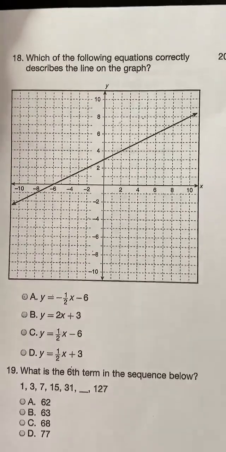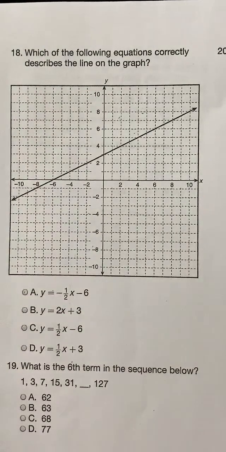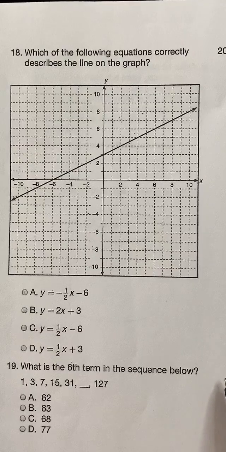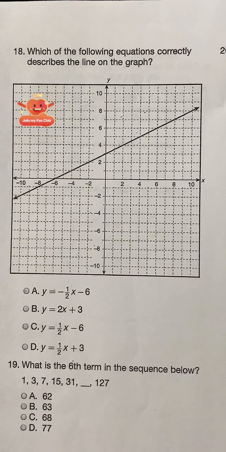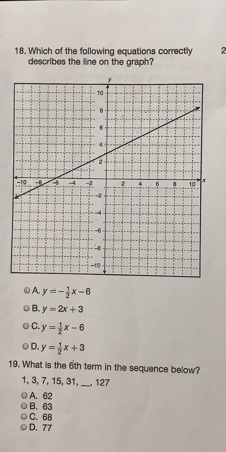All right, so let me see if I can raise it up a little bit. Our choices are A, y equals -1/2 x minus 6; B, y equals 2x plus 3; C, y equals 1/2 x minus 6; and D, y equals 1/2 x plus 3. Okay. All right, so let's take a look. Which ones can we eliminate?